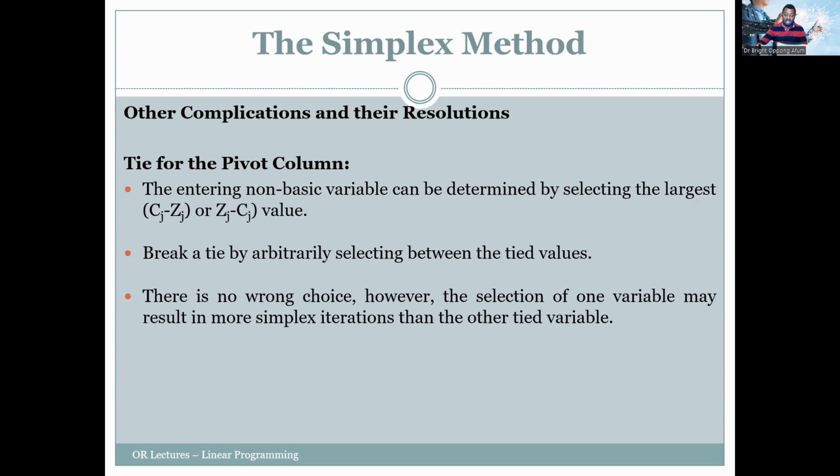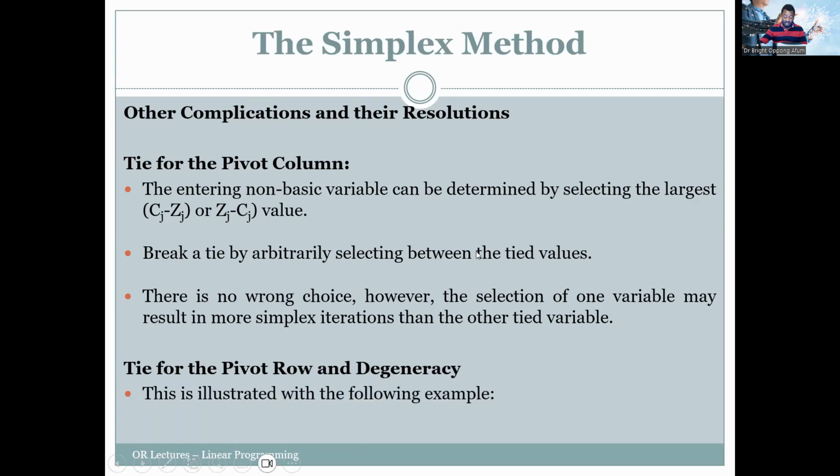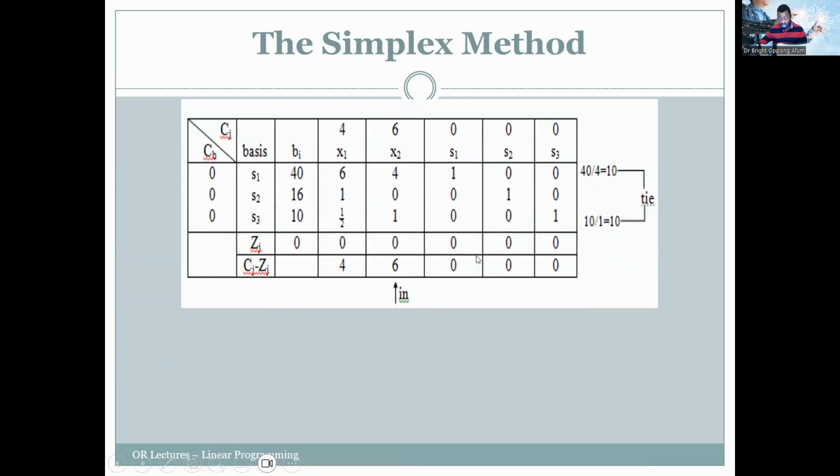But we want to say that it's very possible there may be a tie in the pivot column. However you select them randomly, one of them will lead to a longer solution path and the other will not, but it will all arrive at the same final tableau. All right, then what happens when we have a tie in the pivot row? For instance, we solve and we get a tableau in this form.